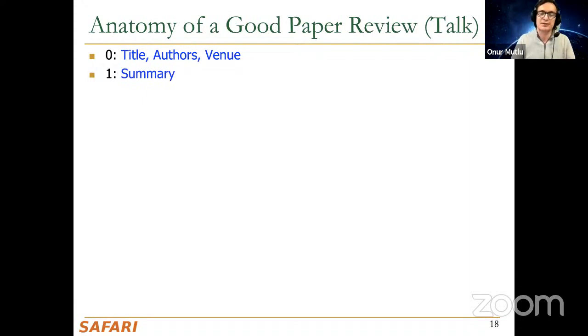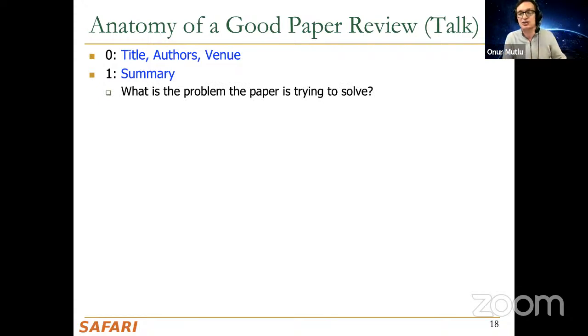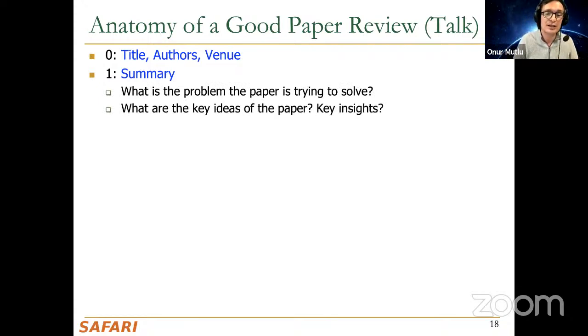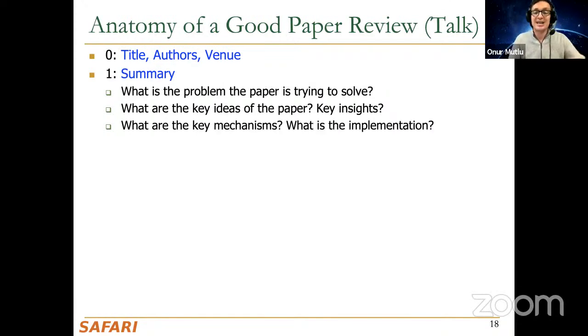I'm going to give you examples of this in the next couple of meetings, example talks. Summary is important so that everyone understands what's going on. And summaries really need to be structured. What is the problem the paper is trying to solve? What are the key ideas that the paper brings about in terms of that problem? What are the key insights that the paper brings about? What are the key mechanisms of the key ideas? What is the implementation? So you go into a little bit more detail in the key ideas. What are the key results?